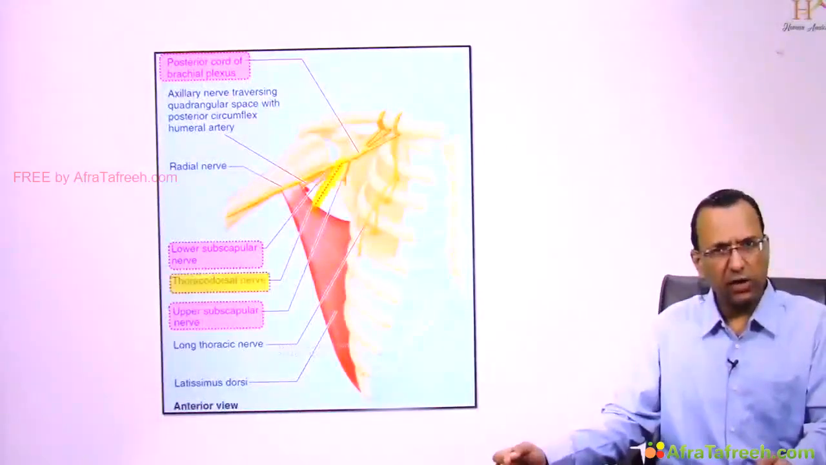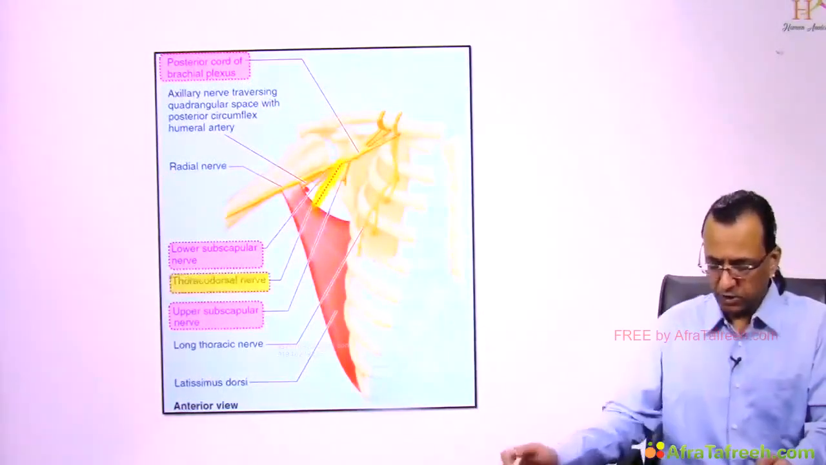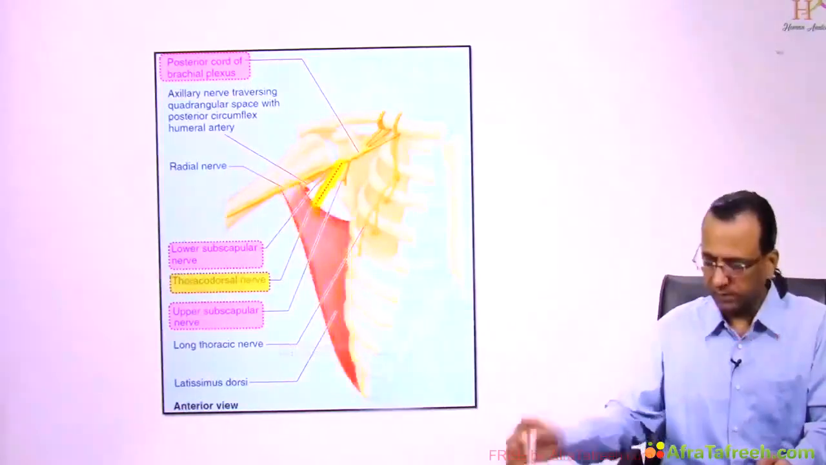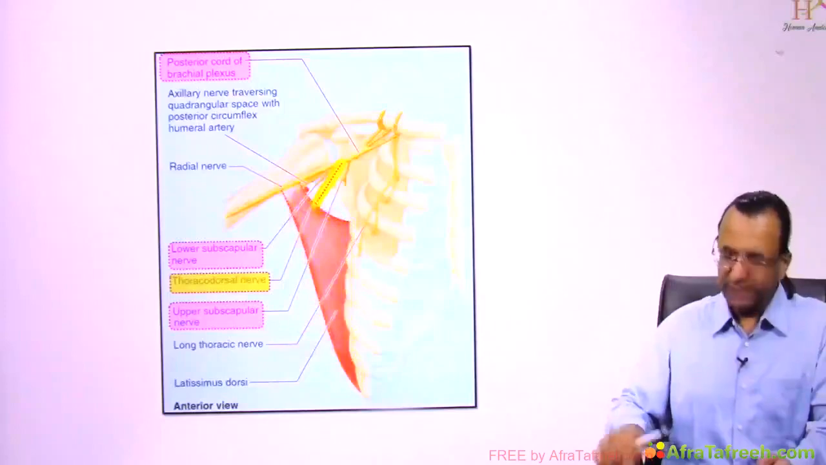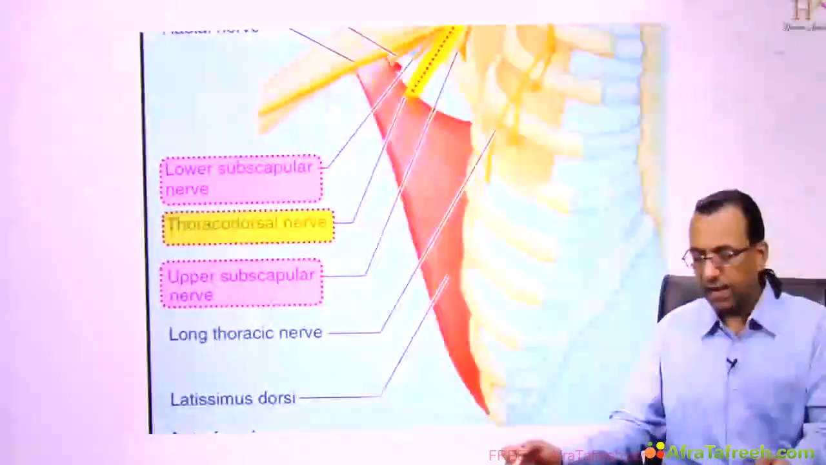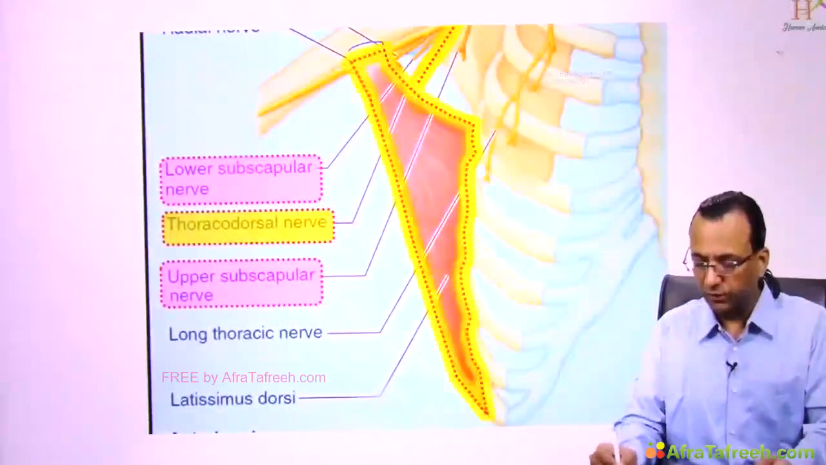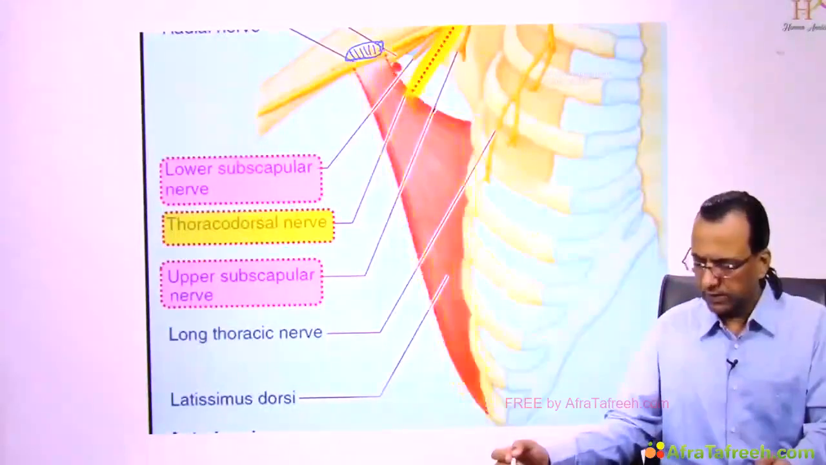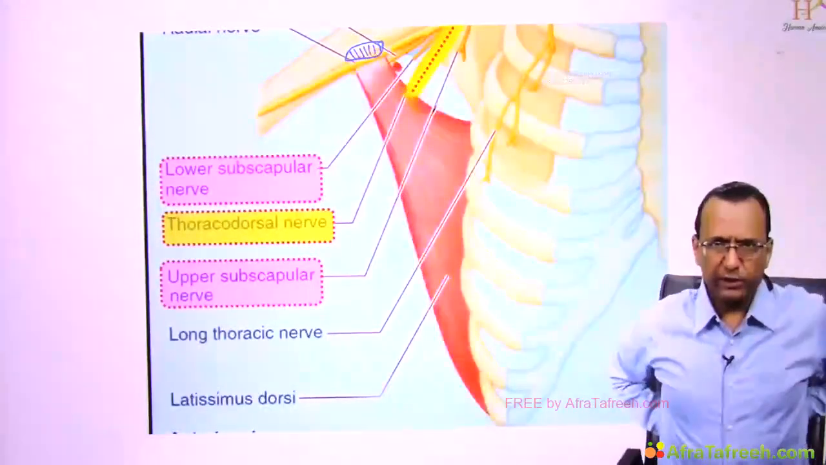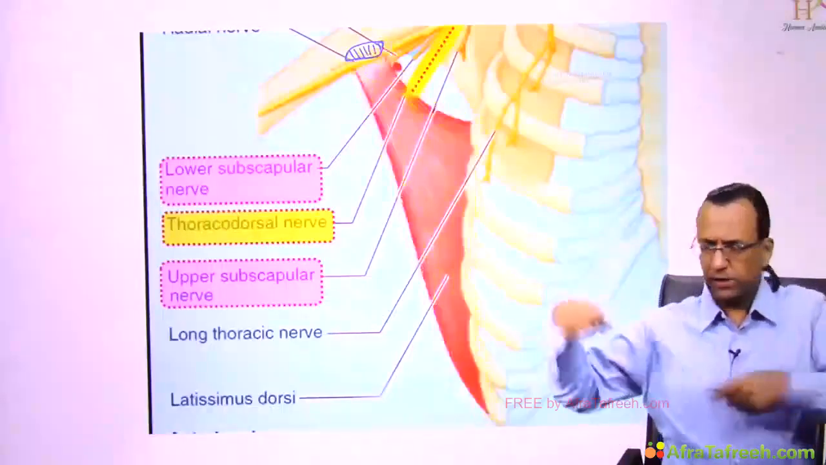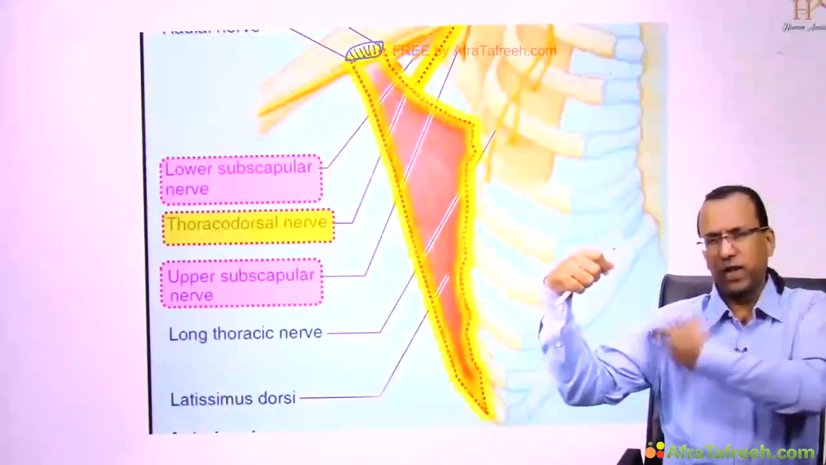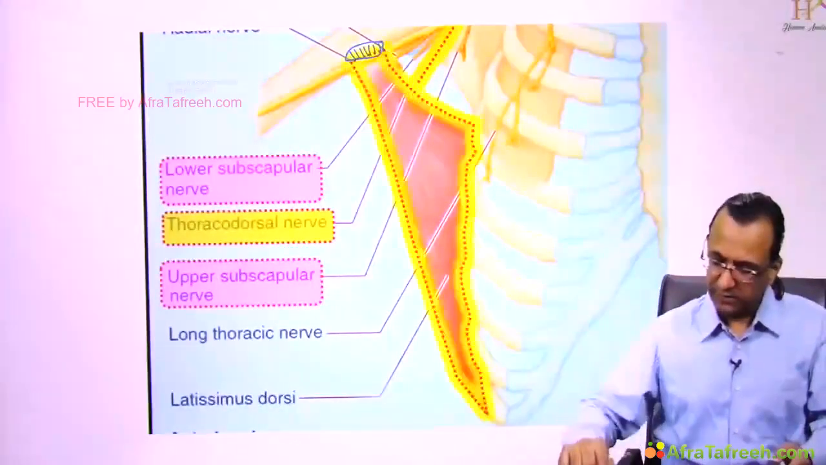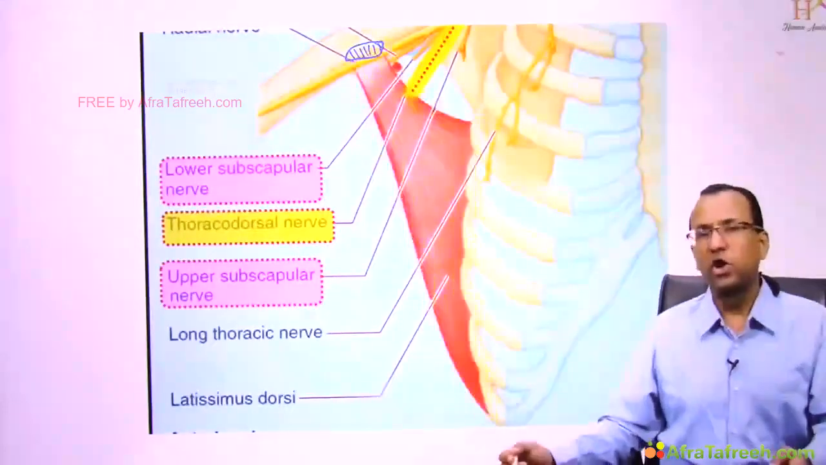What about this T? T is the thoracodorsal nerve. It is going dorsal to the thorax to supply a muscle of the lower back. That muscle is latissimus dorsi, coming from the lower back, and it inserts into the floor of the bicipital groove of the humerus. It is supplied by the thoracodorsal nerve.